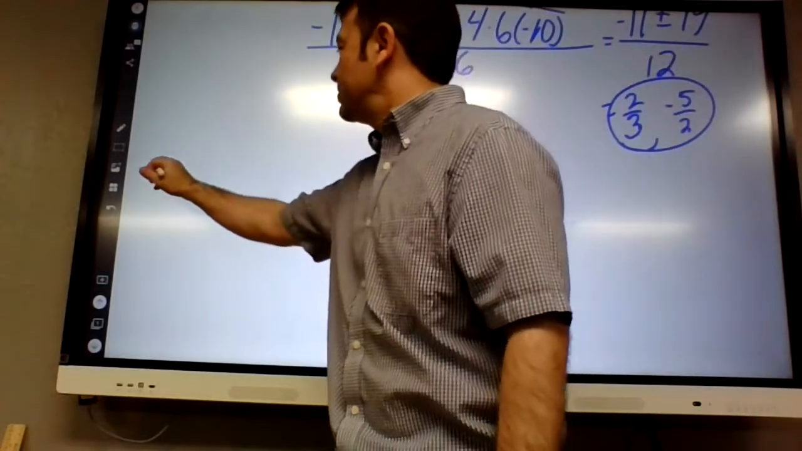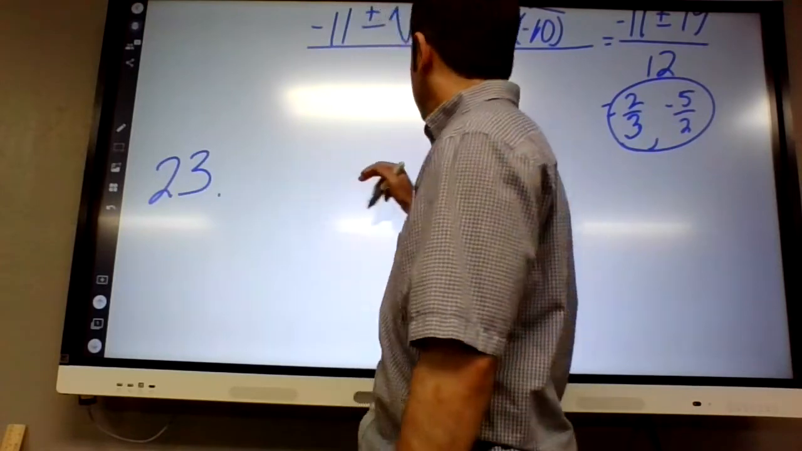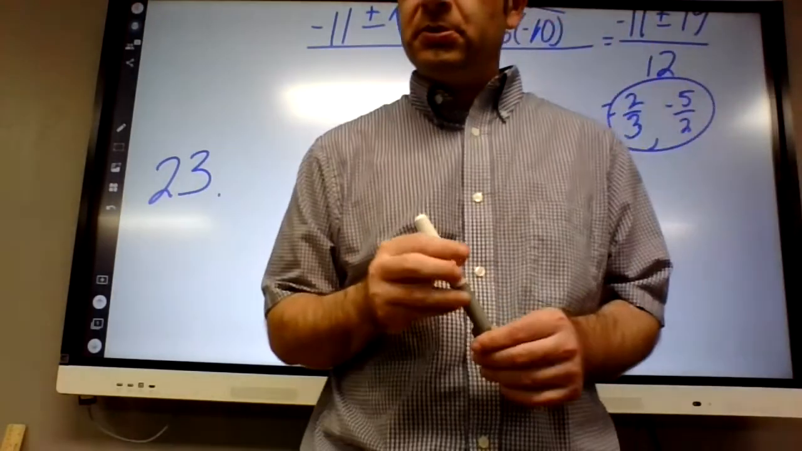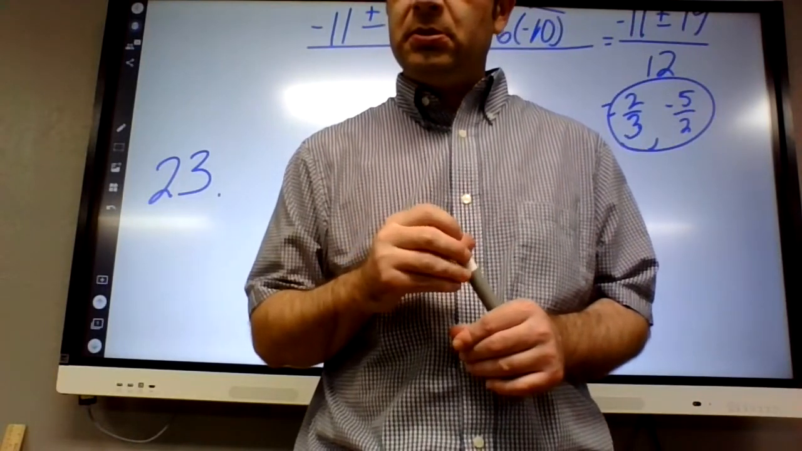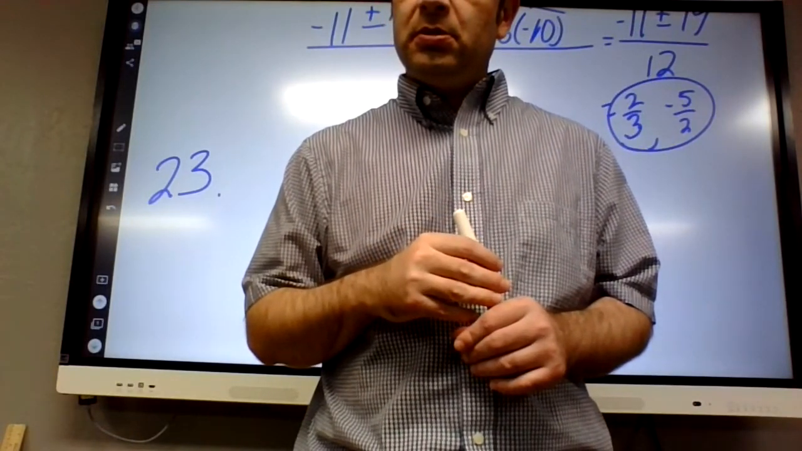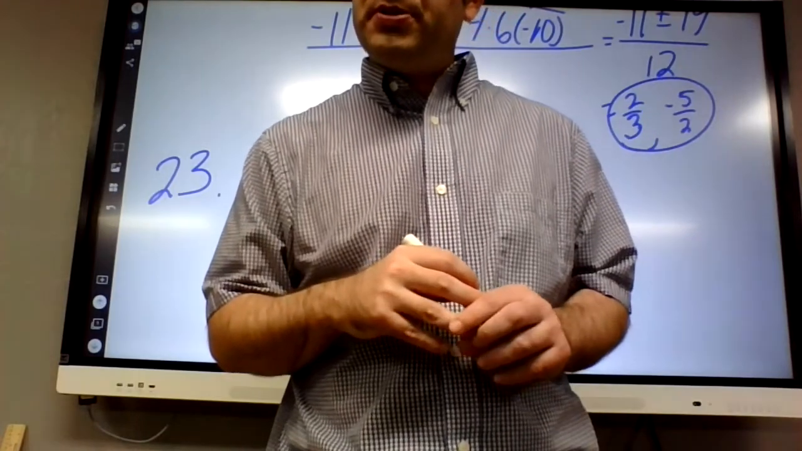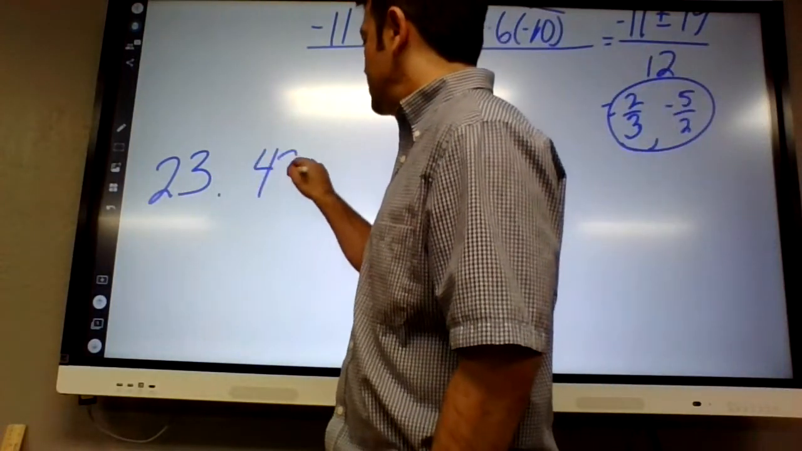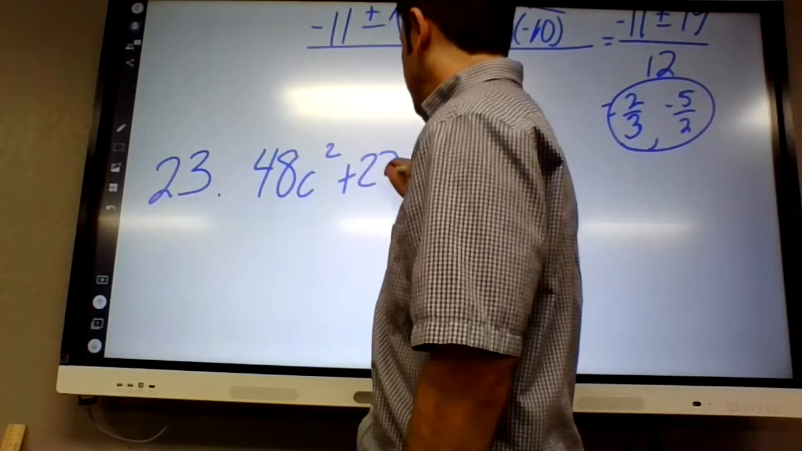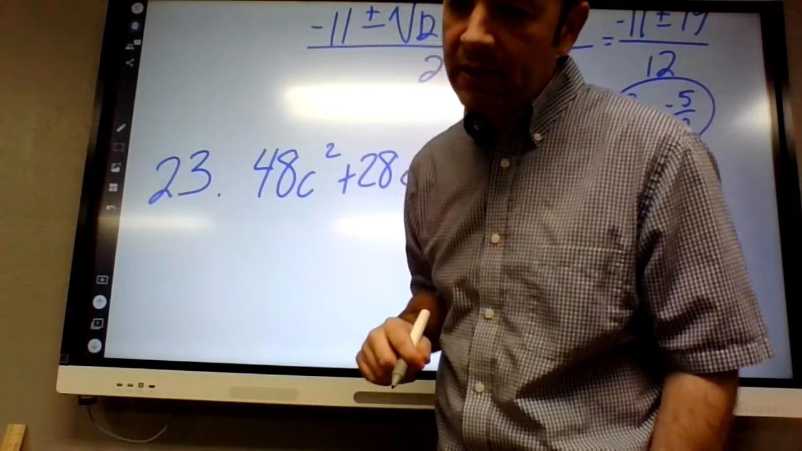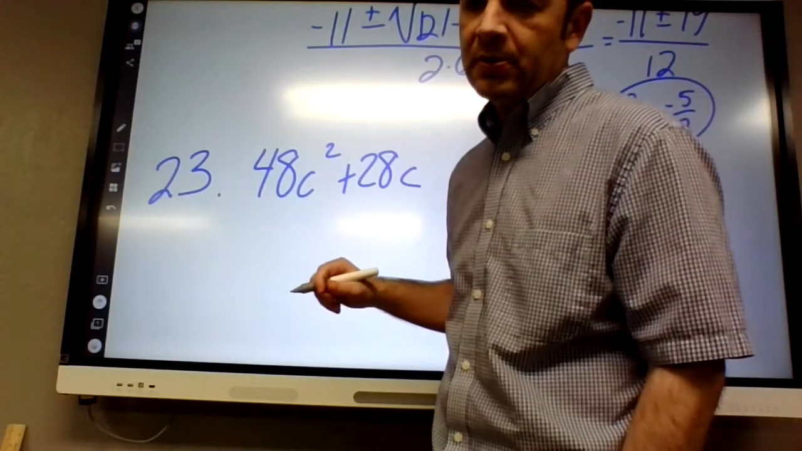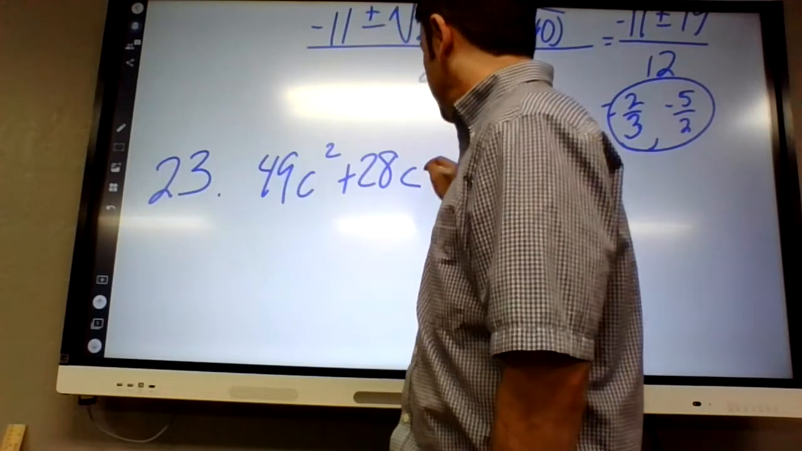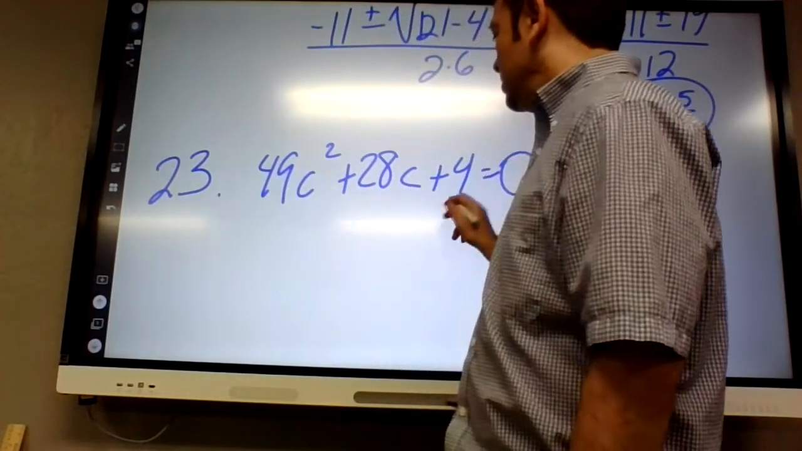Alright, we're on 23. Is that just the answer? What t values make those factors equal 0? 3, negative 3. Alright, so on 23 I'm going to add the 28c over. So we got 49c squared plus 28c plus 4.